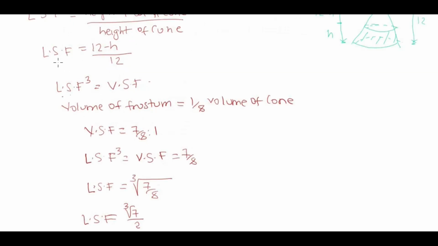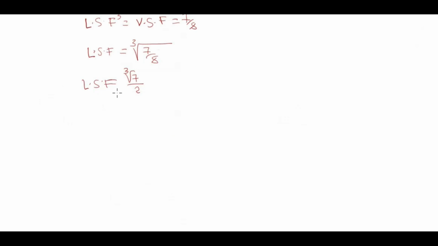So the length scale factor is equal to the cube root of 7/8, which is equal to the cube root of 7 over 2. This is the length scale factor, and we also derived the length scale factor of the cone. It is 12 minus h over 12. The length scale factor, which is equal to the cube root of 7 over 2, is the same as 12 minus h over 12.